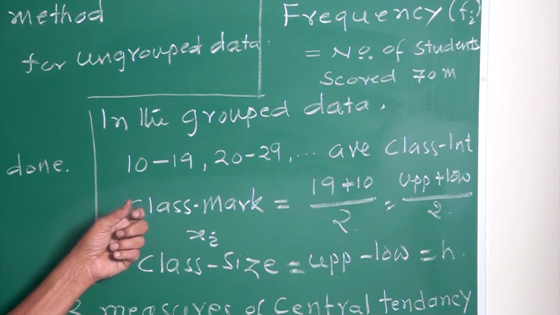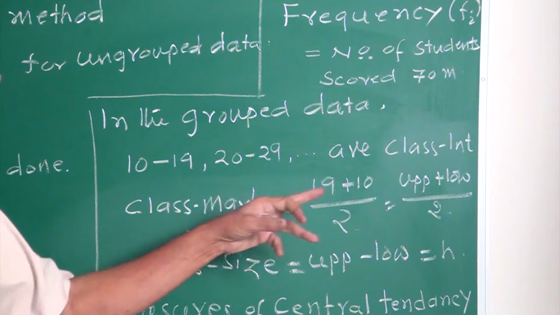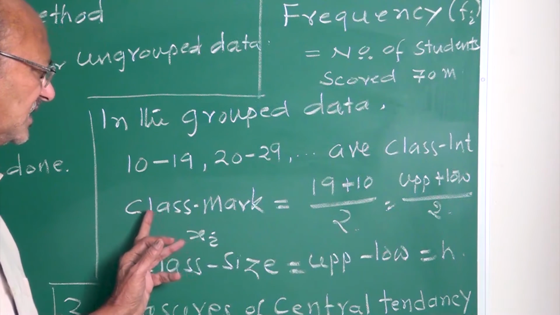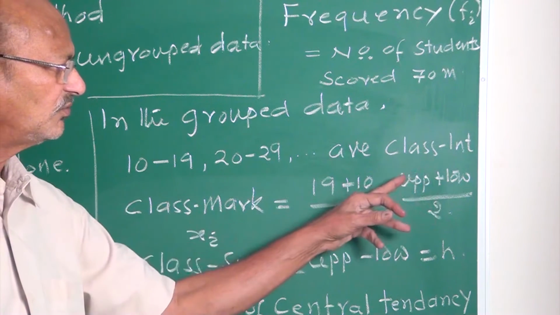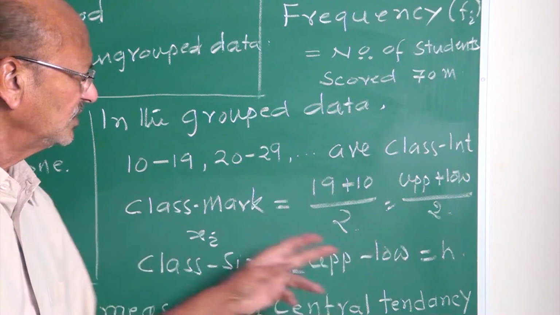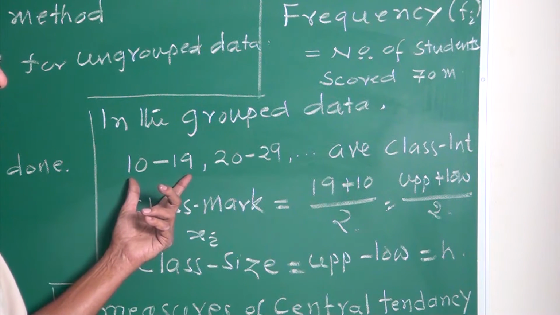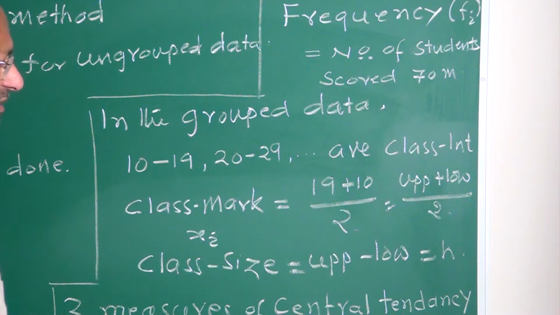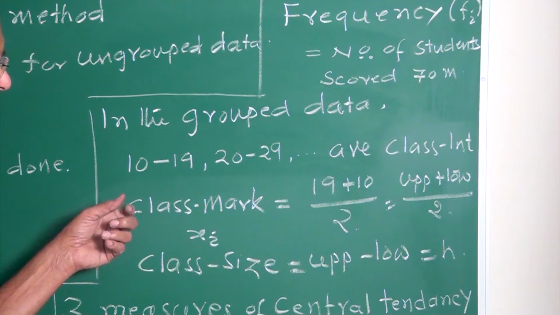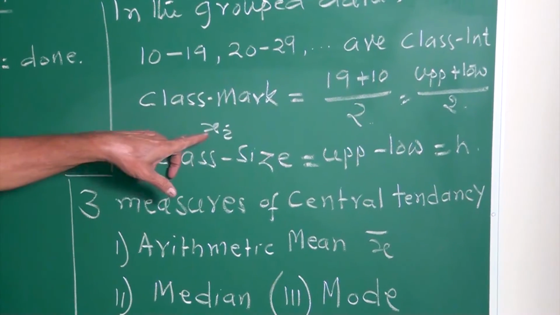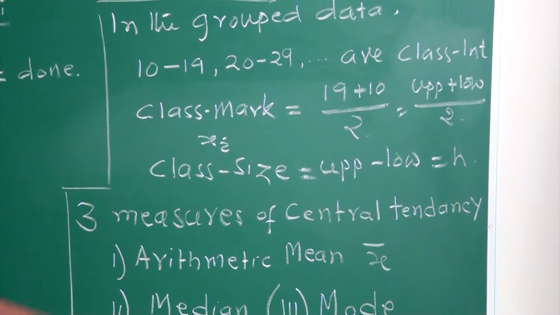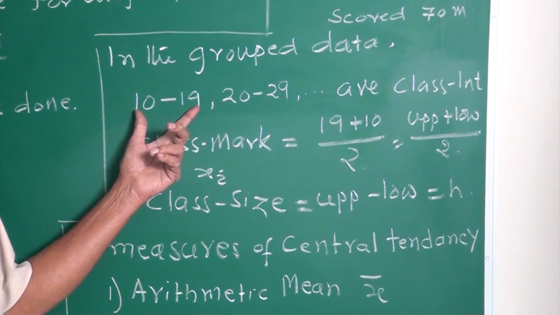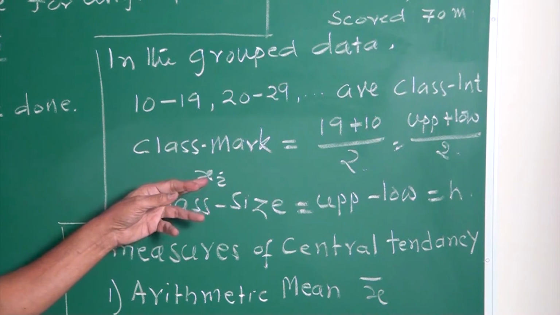Then class mark. What is the definition of a class mark? It is the sum of the upper and lower limits divided by 2. In this case, what is it, my friends? 19 plus 10 divided by 2, whatever you get, that will be the class mark. Class mark is denoted by xi. For each interval the class mark is different. Here it is 29 upon 2, and that is x1.